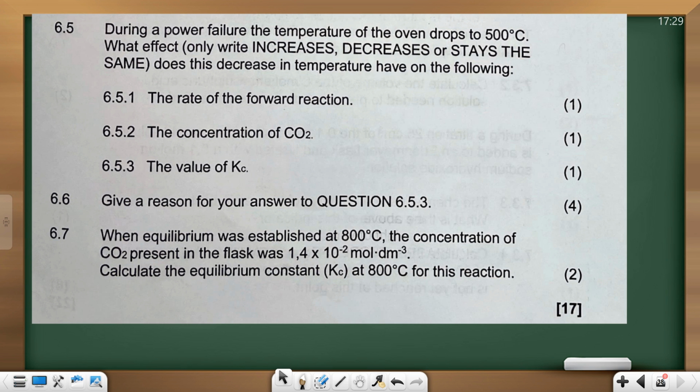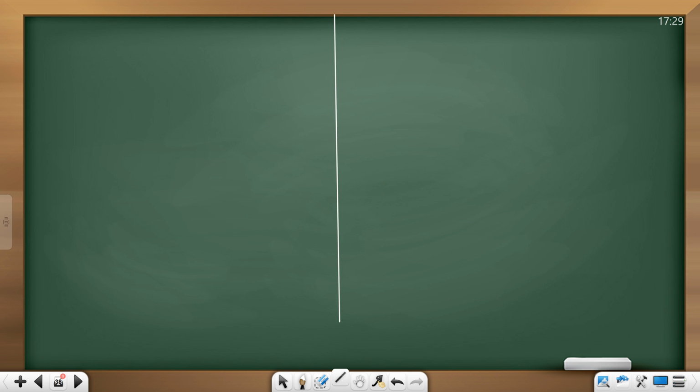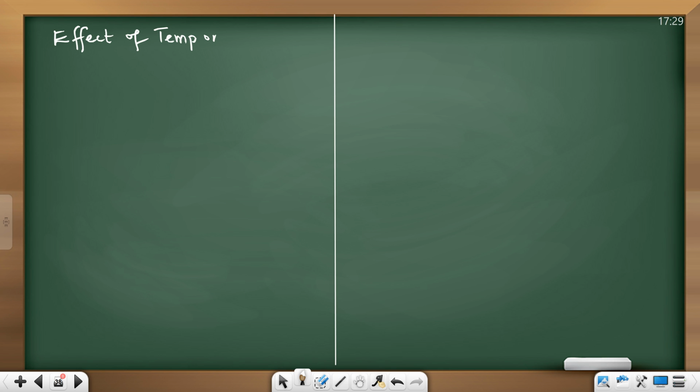During a power failure, the temperature of the oven drops to 500. Temperature change. There's a 4 marks question that learners don't know how to answer. Can I quickly deal with that before I deal with this, so that I don't forget? Effect of temperature on KC, quickly. Very fast on this. Temperature is the only factor, okay guys, we'll write very fast, that changes the KC value.